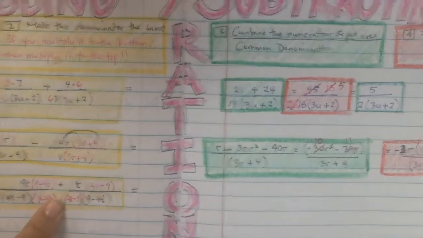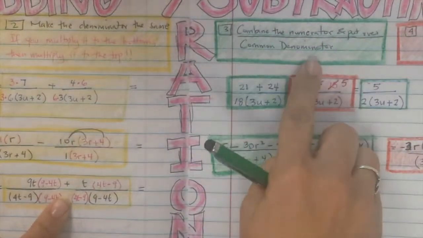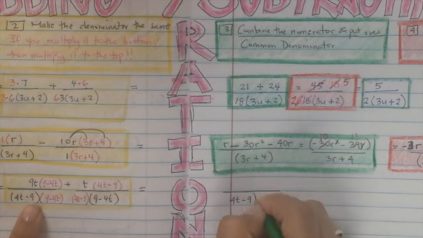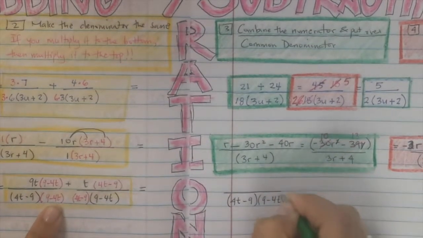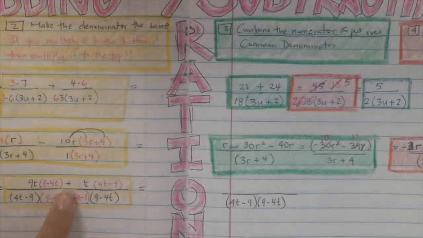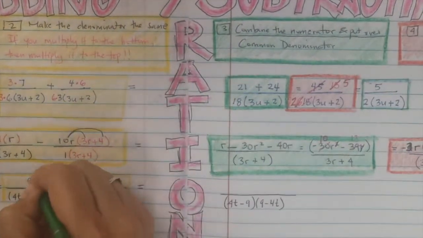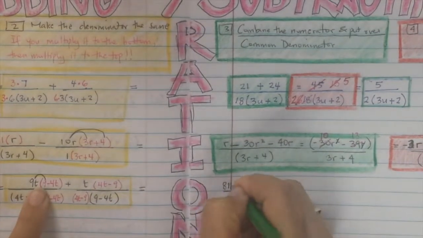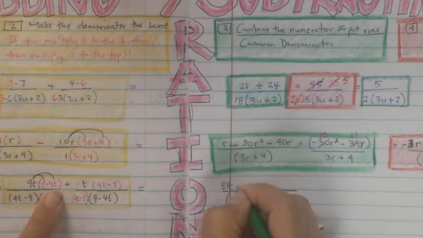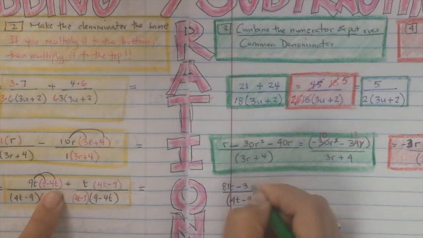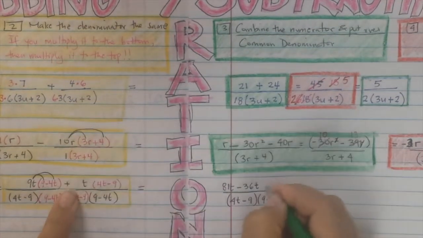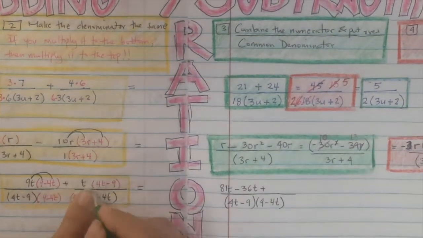Alright, then I'm going to combine the numerator and put it over the common denominator. So I'm going to put it over a common denominator of 4t minus 9 and 9 minus 4t. That's my common denominator. Combine the numerator. So I have to get in the house in order to combine it because of this plus sign. So 9t times 9 is going to give me 81t. 9t times negative 4t is going to give me negative 36t squared. Again, this is your listening check. You're going to put negative 36t squared right there.